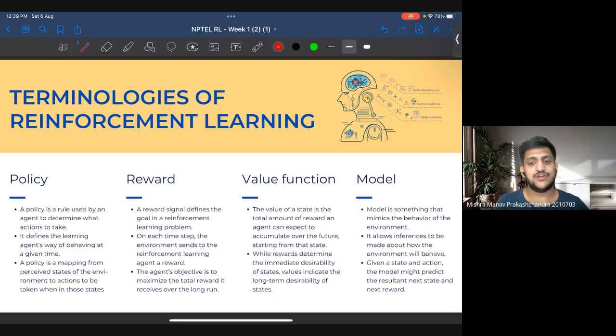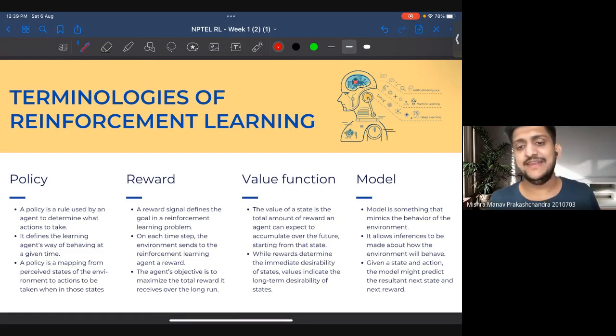So if it's not clear, don't worry. As the weeks go on, hopefully these things will become clearer. I understand it's very early to directly get on with the terminologies, but it's important to give some sort of a brief overview of what's happening.